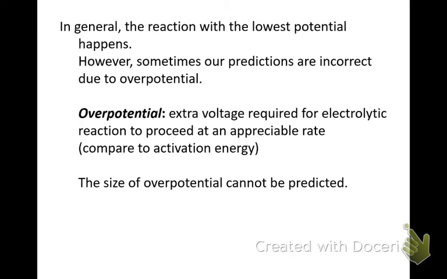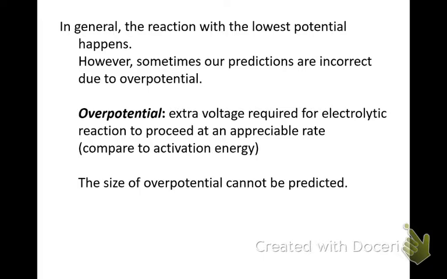What explains this difference is something called overpotential. So in general, the reaction with the lowest potential, in this case the least negative potential, happens. However, sometimes our thermodynamic predictions are incorrect, because of something called overpotential. Overpotential is the extra voltage required for an electrolytic reaction to proceed at an appreciable rate. This is related to the activation energy. So in addition to the thermodynamic energy, the standard potential required, we also need some extra potential in order to add the required activation energy for the reaction to occur.